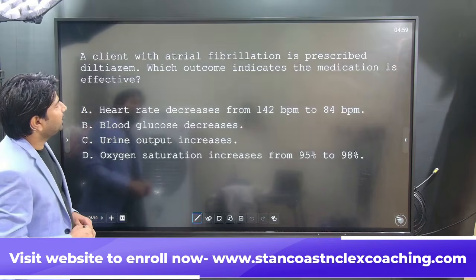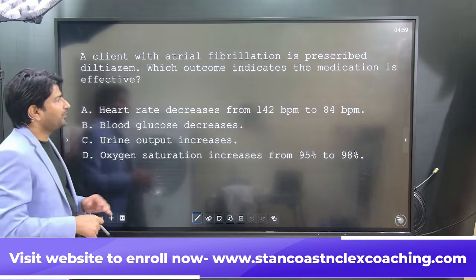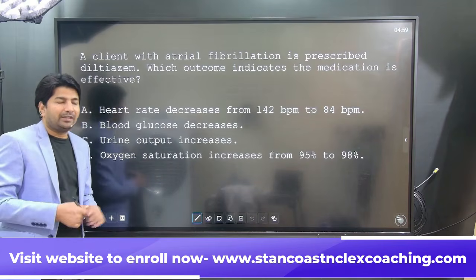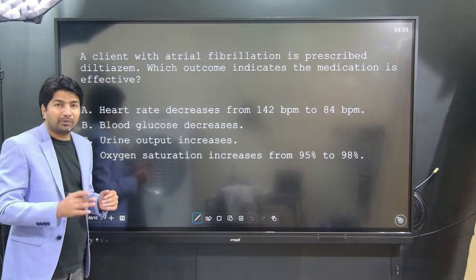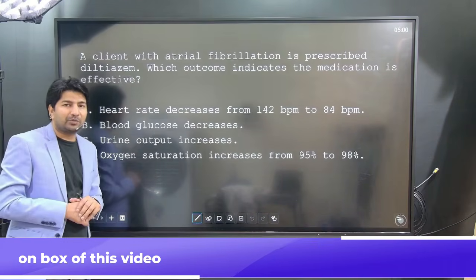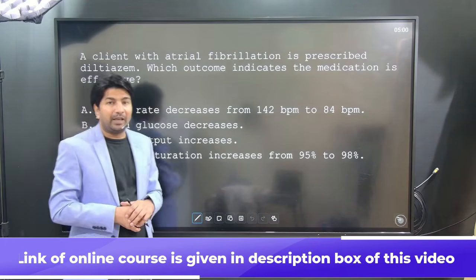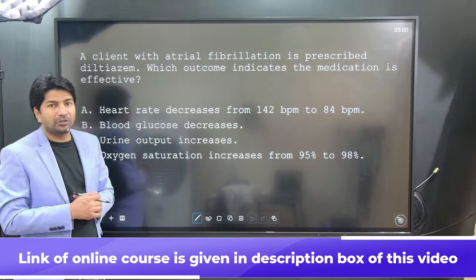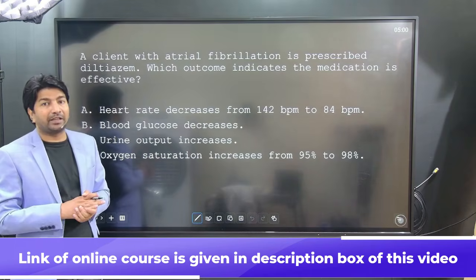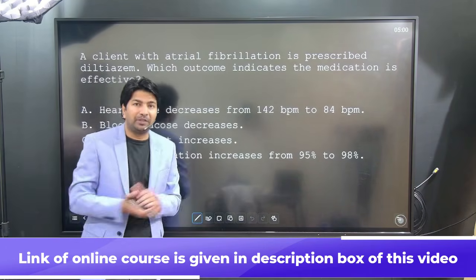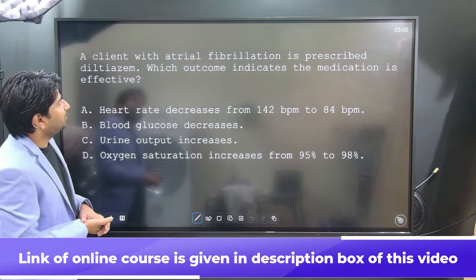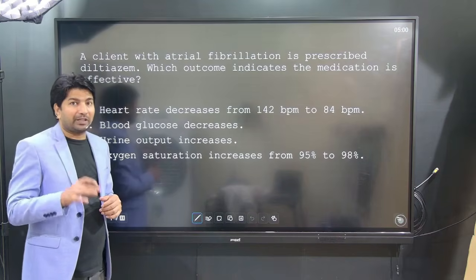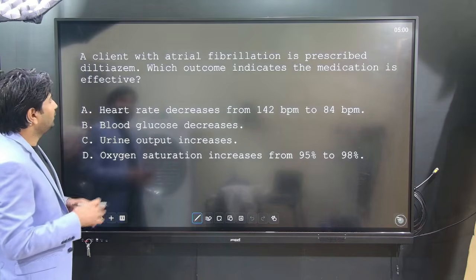A patient with atrial fibrillation is prescribed Diltiazem. Atrial fibrillation is a condition where the atria start generating too many impulses, and the SA node also generates them. Under normal conditions, the SA node is what generates the impulse. But in atrial fibrillation, despite the SA node, the atrial cells also start firing on their own, and the heart rate can go up to 200 or 250 beats per minute. So a patient with atrial fibrillation is prescribed Diltiazem. Diltiazem is a calcium channel blocker that specifically works on the heart only, not on the arteries.